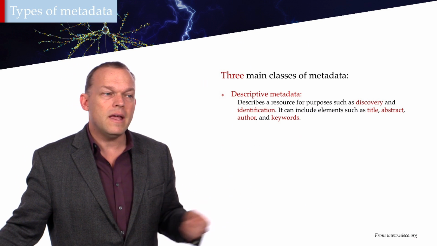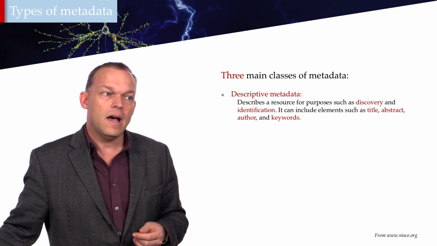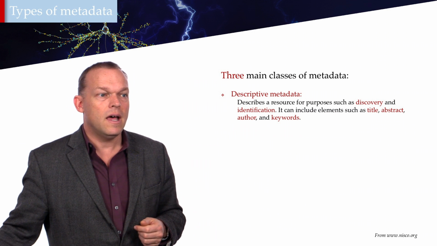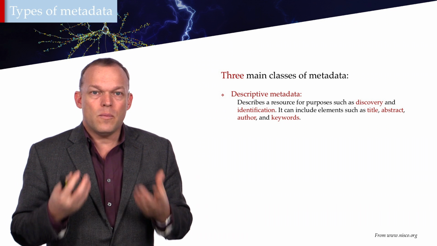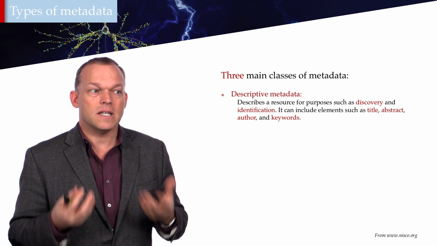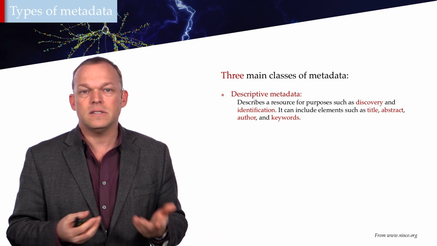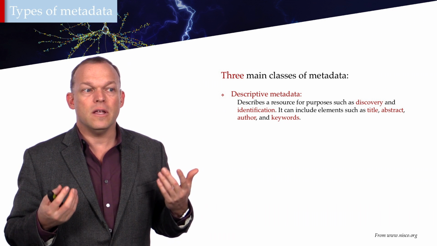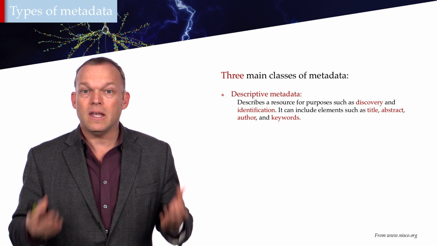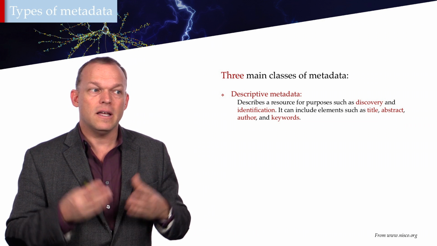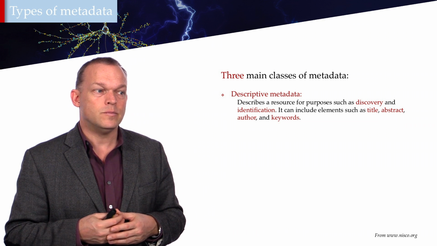So there are three main classes of metadata. There's descriptive metadata, and that's really data that describes the key properties of data for discovery and identification. That includes things like the title, the abstract, the author, maybe keywords that help identify the data set.